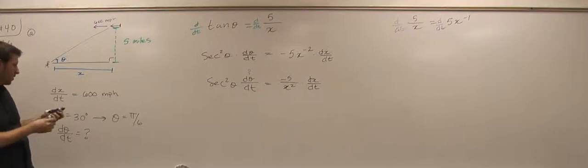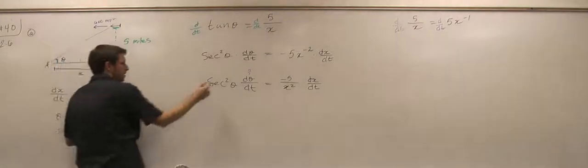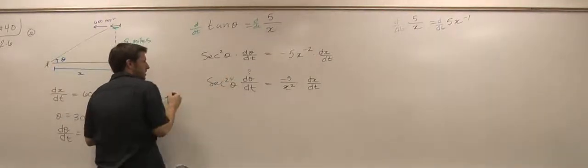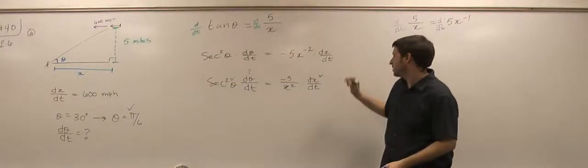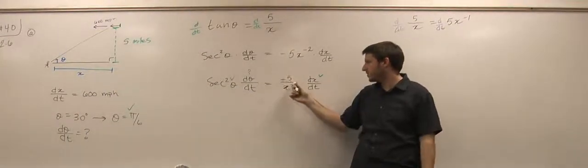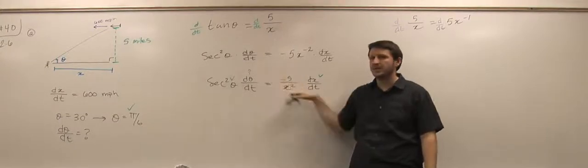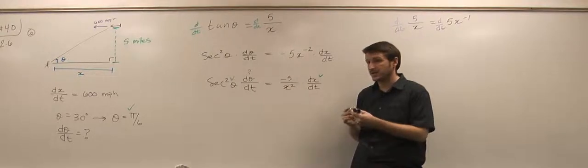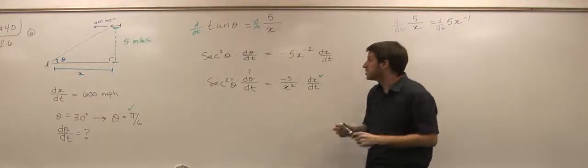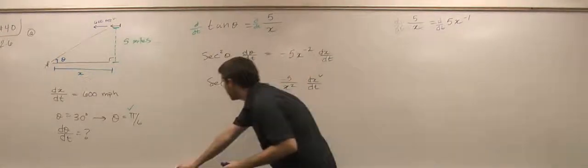What do I know? I know theta, right? So I know this is pi over 6. I know dx/dt. So as soon as I figure out what x is, then I can plug it all in and divide over the secant squared. But I am going to need x in this case, the way that I set it up. So, how do I find x?